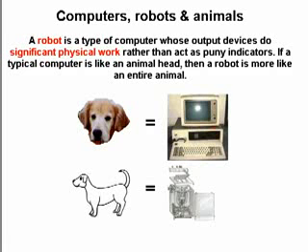Computers, robots, and animals. A robot is a type of computer whose output devices do significant physical work, rather than act as puny indicators. If a typical computer is like an animal head, then a robot is more like an entire animal. According to this definition, a robot doesn't necessarily have to look like a person or even move around. Your washing machine is one robot you know very well. Another example is a forced air heating system controlled by a thermostat.